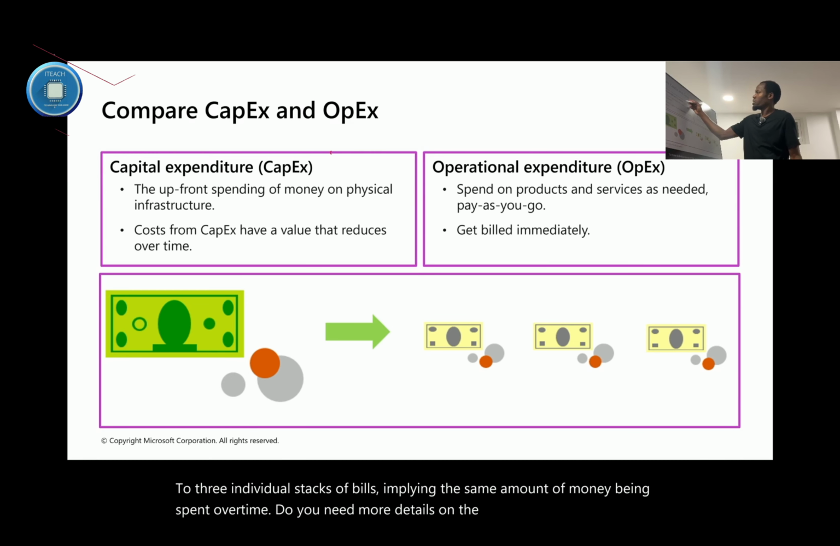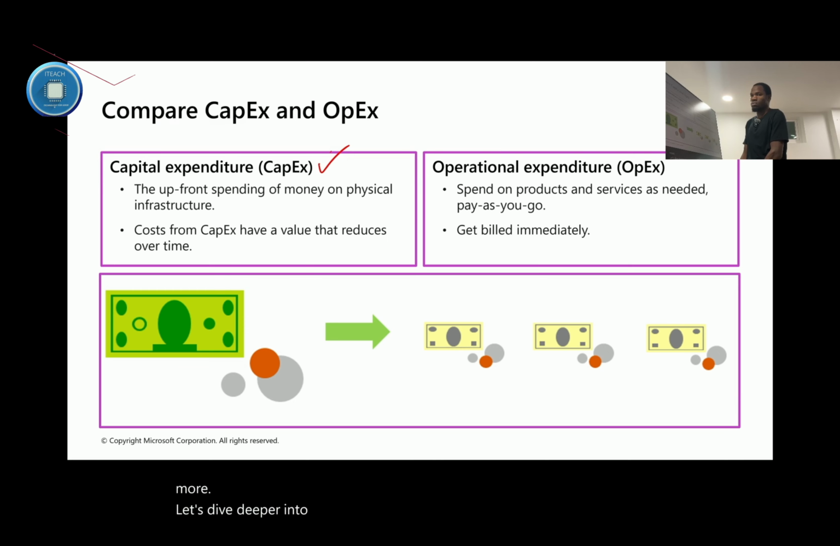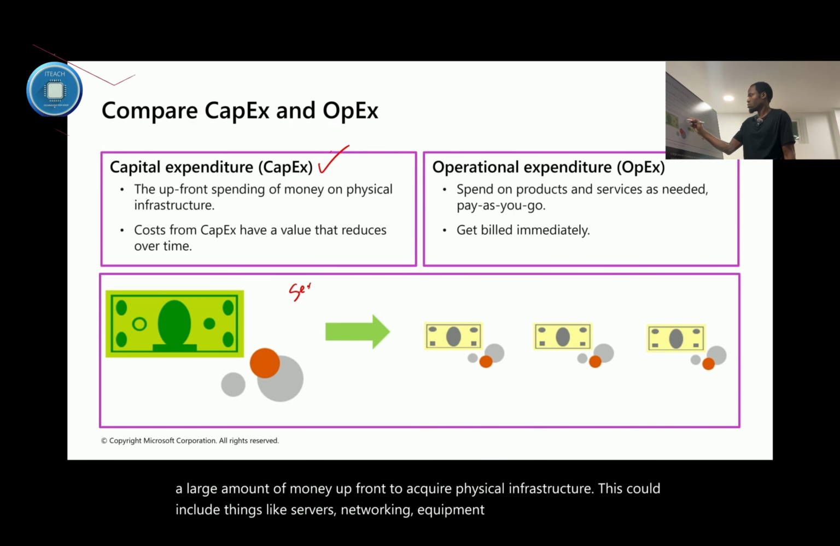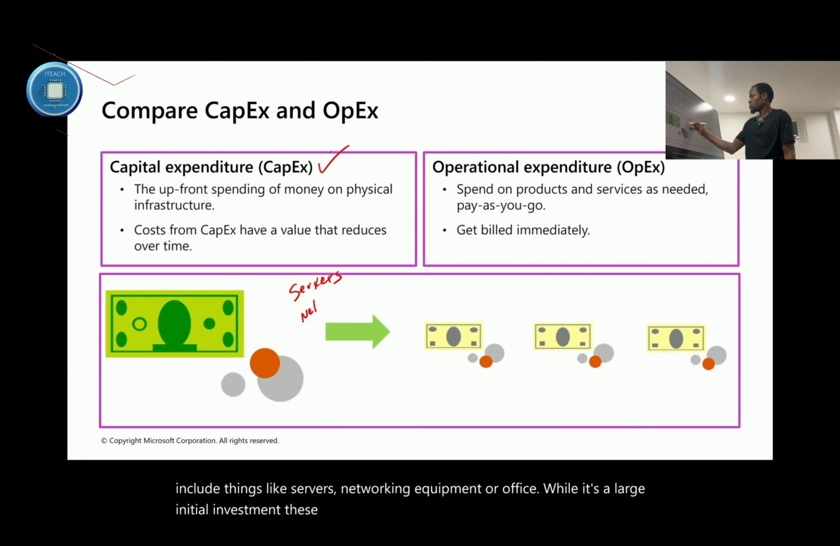Yeah, explain CapEx first, more. Let's dive deeper into capital expenditure, or CapEx, is when you spend a large amount of money upfront to acquire physical infrastructure. This could include things like servers, networking equipment, or office buildings. While it's a large initial investment, these assets have a value that reduces over time through depreciation. In other words, the value of the asset is reduced each year, which can lower your company's tax burden. Is that a helpful explanation of CapEx?